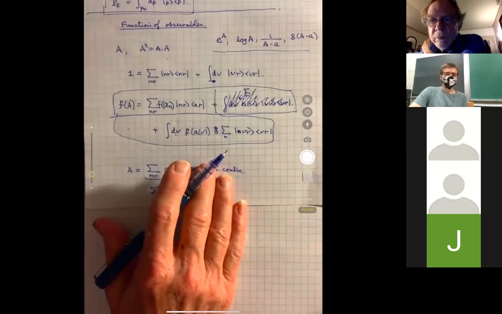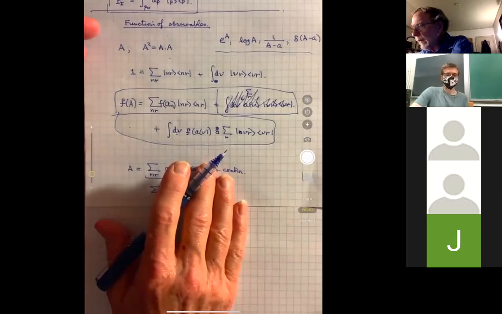And if that happens, do the sums over R become integrals? Yes, they become an integral over R. That's right. Okay.